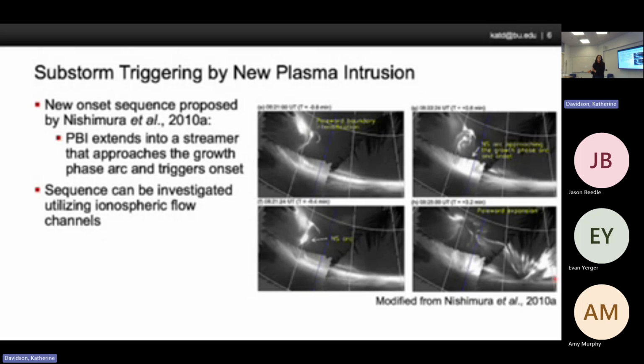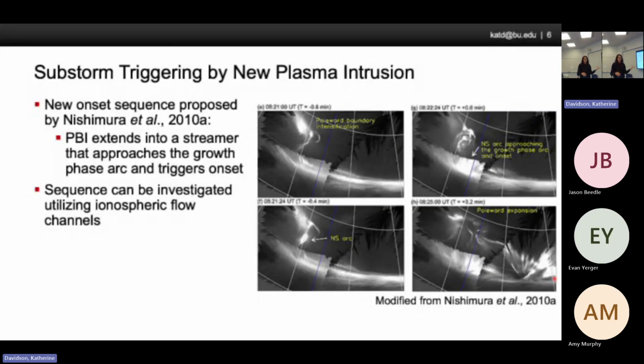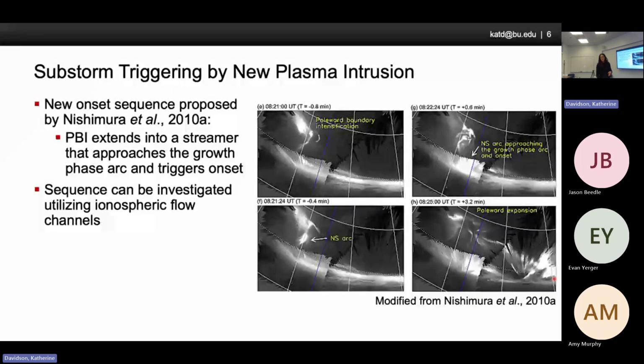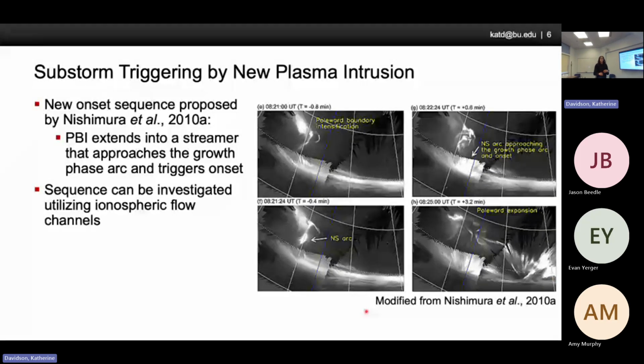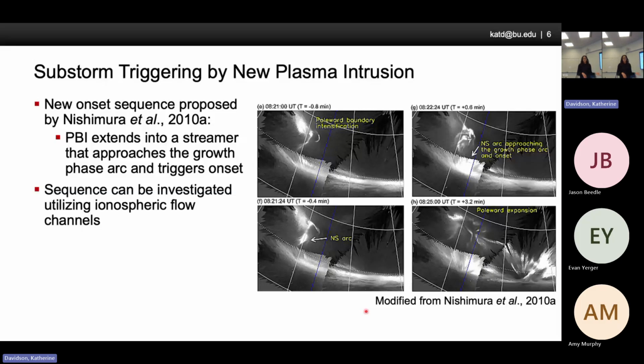And again, relating this to the magnetotail, this is an indication of a bursty bulk flow along with that streamer, moving earthward from the tail and delivering low entropy plasma to the near-Earth plasma sheet. And once that streamer is delivering the low entropy plasma, you get a pressure gradient instability that triggers onset there. The sequence has primarily only been investigated using ASI images, like the study here on the right. And so now that we have high resolution ionospheric flow channels, we can start to investigate each part of this sequence using ionospheric flows.